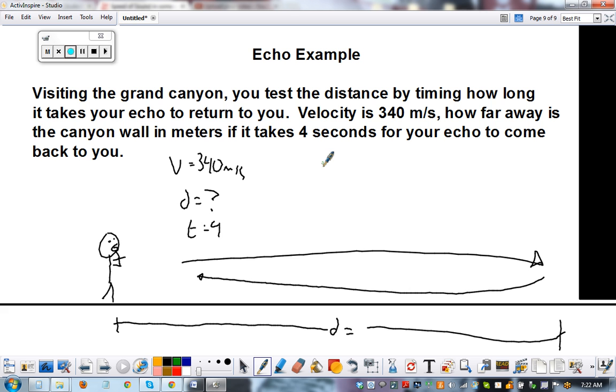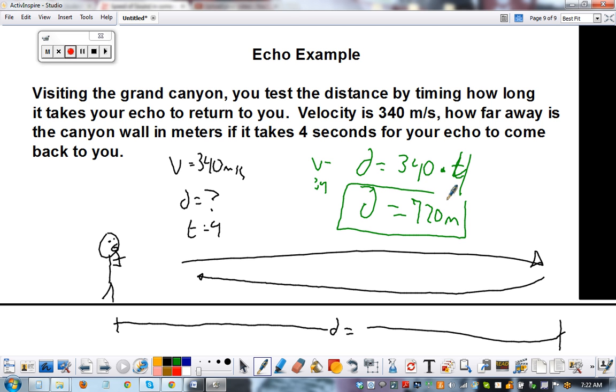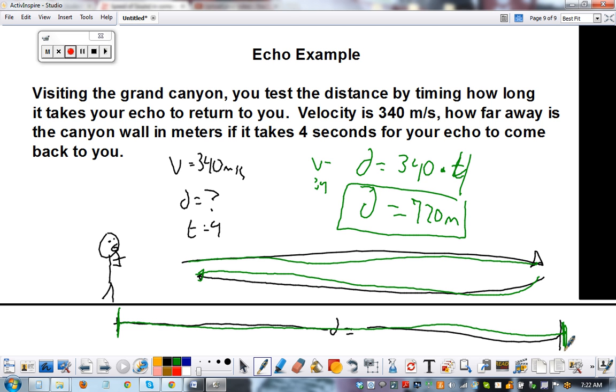A common thought is to go, well, distance equals question mark, velocity equals 340, and time is 4 seconds. Well, then the distance must be 720 meters. That's wrong. Because the echo is there and back. So you found the distance to travel to the wall and back. But we want to only know the distance to the wall. So you just divide this number by 2.